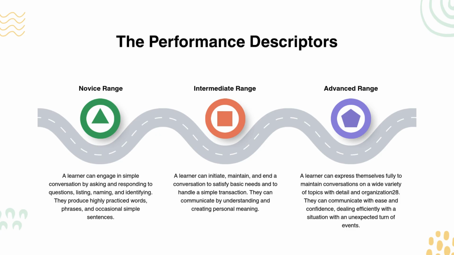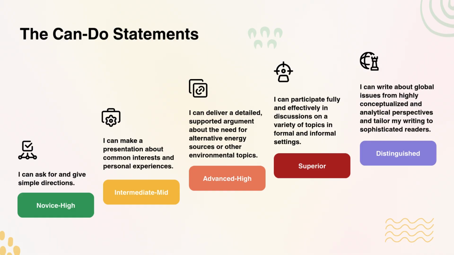Now, let's move on to the can do statements. The NCSSFL ACTFL can do statements are the practical, student friendly application of both the proficiency guidelines and the performance descriptors. They are self assessment checklists that use I can statements to help learners chart their progress. These statements serve as learning targets for curriculum and unit design. For example, instead of a vague objective like students will learn about food, a can do statement provides a clear, measurable goal.